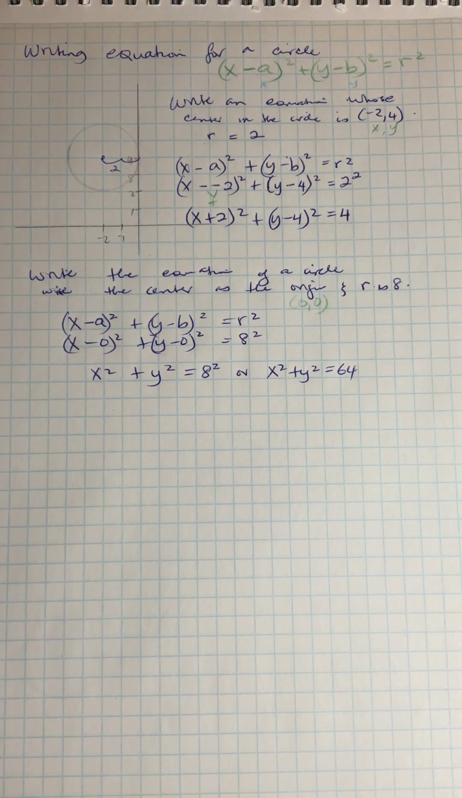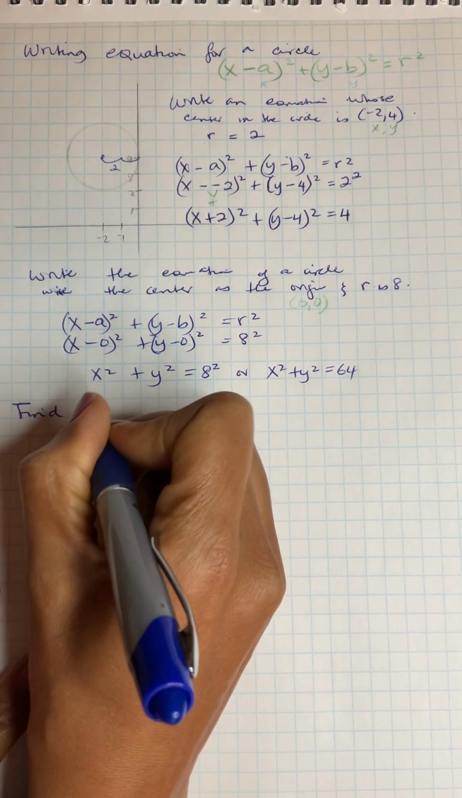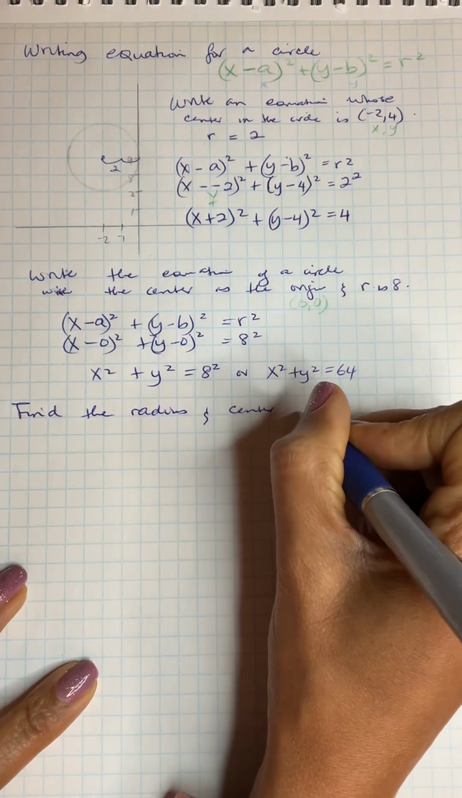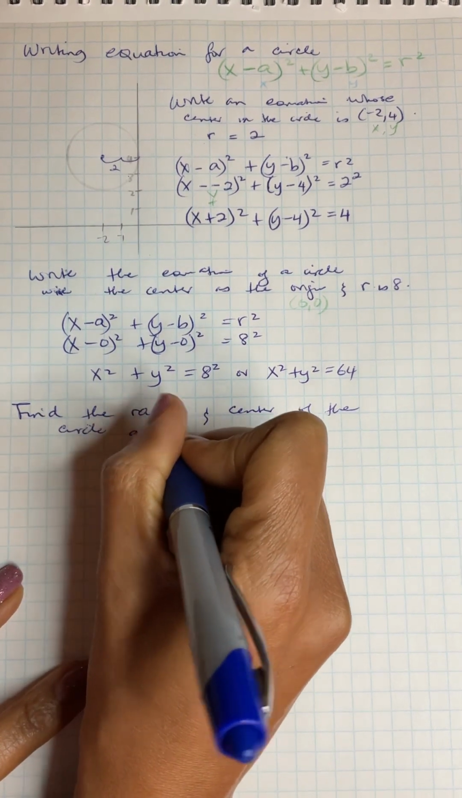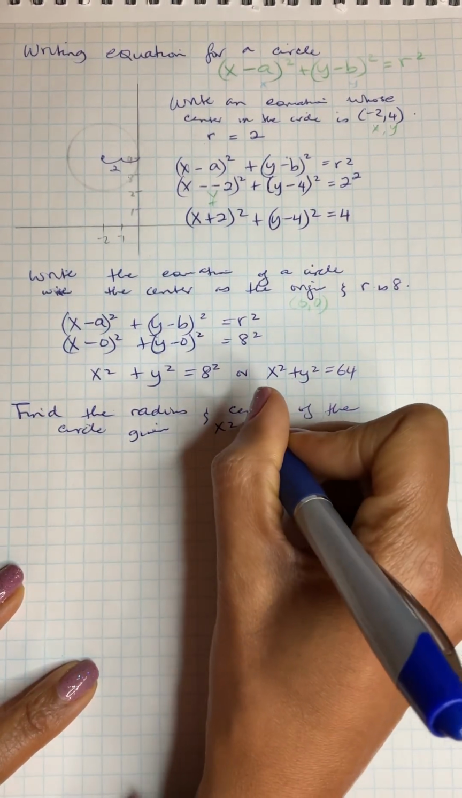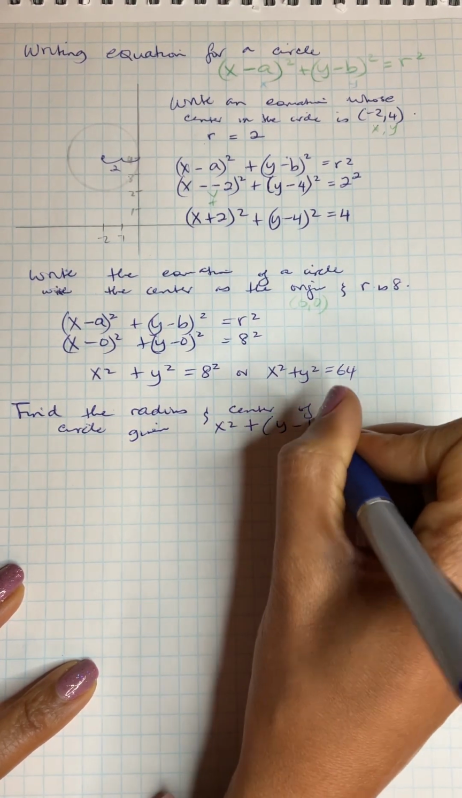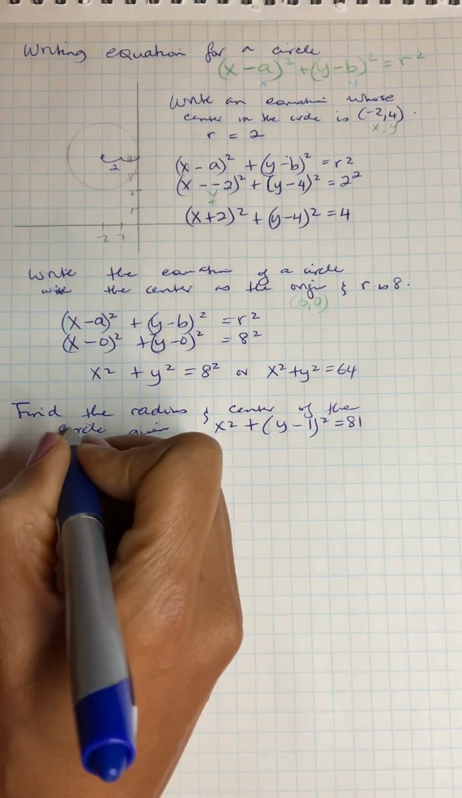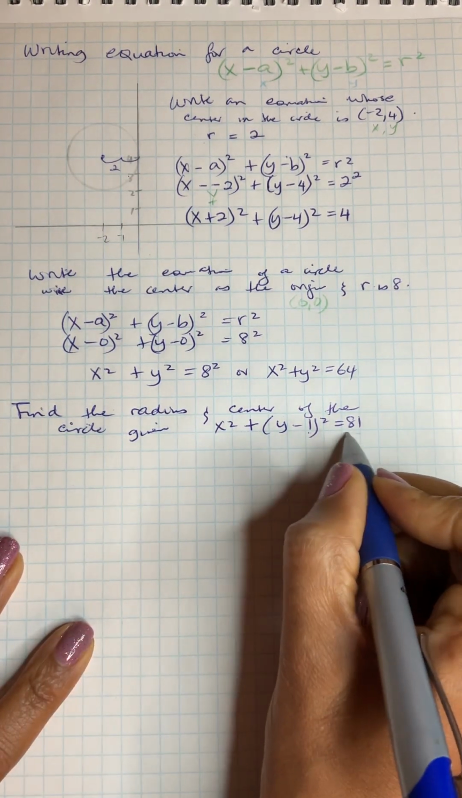Now, say for instance they give you the equation of the circle and they tell you to find the radius and center of the circle, and given that you have x squared plus (y minus 1) raised to the second power equals 81. So what you're going to do now, look at the format here. We know our format.